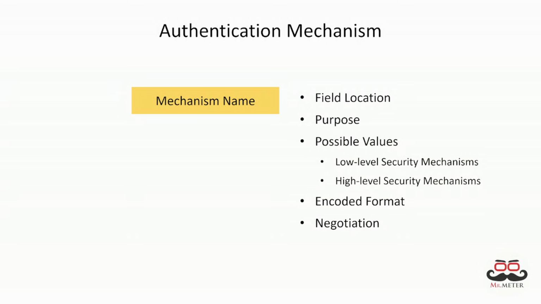In summary, a mechanism name in the AARQ packet plays a crucial role in establishing secure communication channels between DLMS COSEM devices by specifying the authentication mechanism to be used during the association setup phase. It ensures interoperability and adherence to security standards defined within the DLMS COSEM framework.